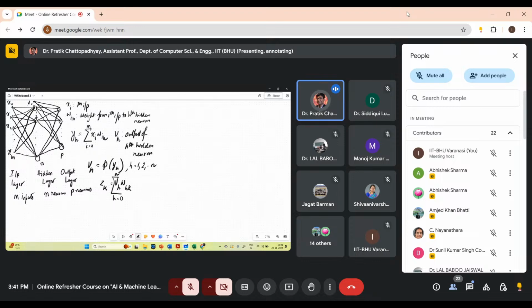And now at the output neuron we also pass it through another activation function, and finally we get the output from each output neuron. So again, the same activation function we can use, or they can be different. I'm writing phi 1, phi 2 basically. So there are P output neurons, and for each of these P output neurons, we get this value at the output layer.